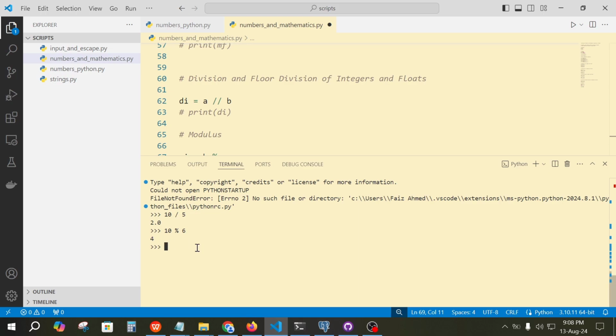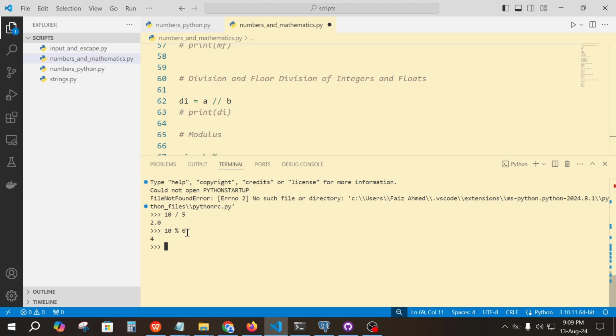If there is no remaining part, then it will tell us how much time we can multiply to get the full part of this side. No, sorry, this is the division. So 10 modulus 5 will get 0, and 10 modulus 6 will give us 4.